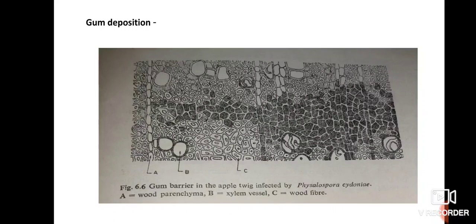In varieties of rice resistant to blast disease or Helminthosporium leaf spot, gum deposits are formed in the intercellular spaces that aid in restricting the fungus to the area of primary invasion. So these are the gum depositions which act as a defense mechanism.